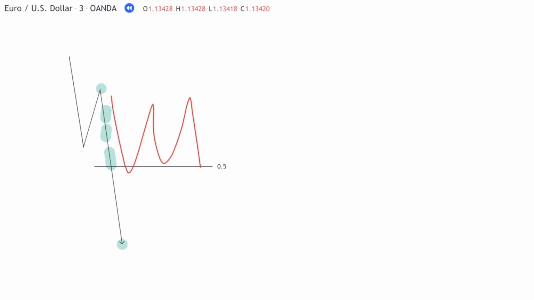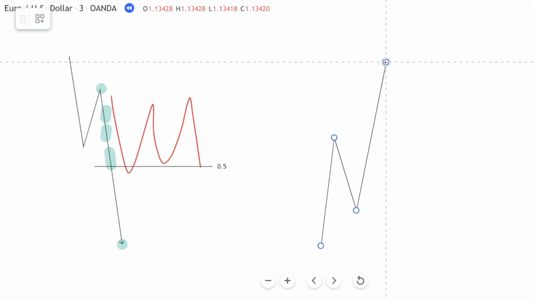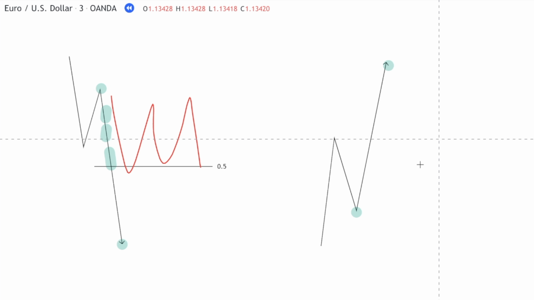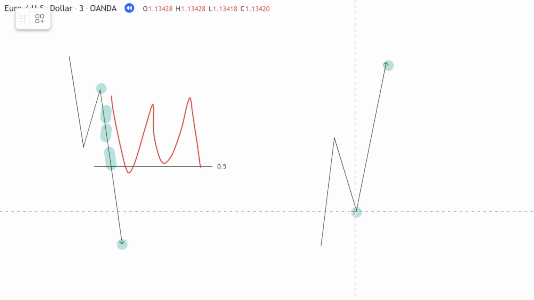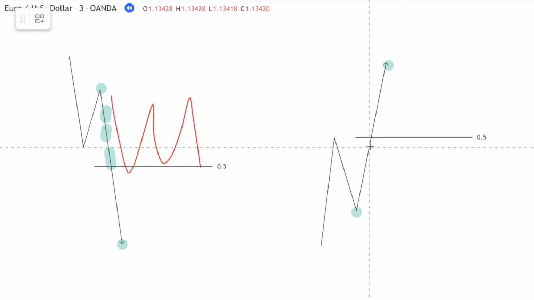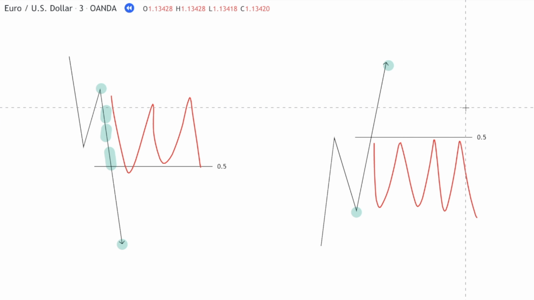And when we're buying, we want to be doing the exact same thing but opposite. We want to be buying at a discount, so low to high, and we want to be buying anywhere below here. Now that's the basics of discount and premium.